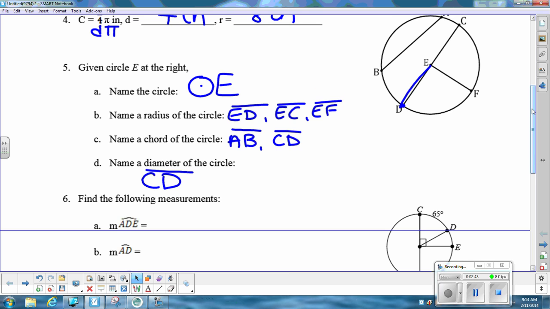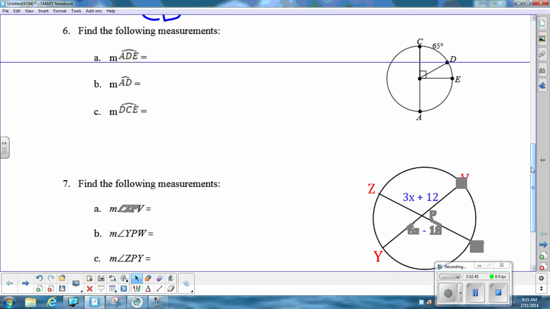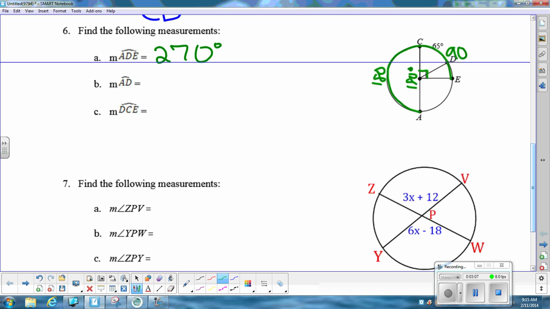So then we get into our angles and arcs. All right, so we're looking for the measure of ADE, means we start at A, have to go around to point D and stop at point E. Well, we know that the line, this would be 180 degrees, and then here's 90. So this would be 180 plus 90. So ADE is 270 degrees.